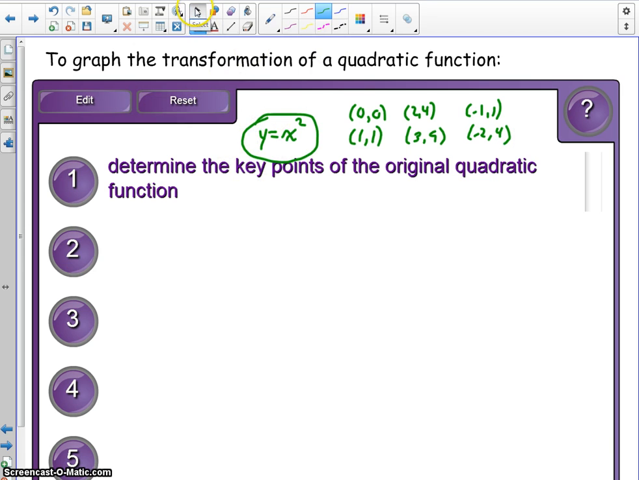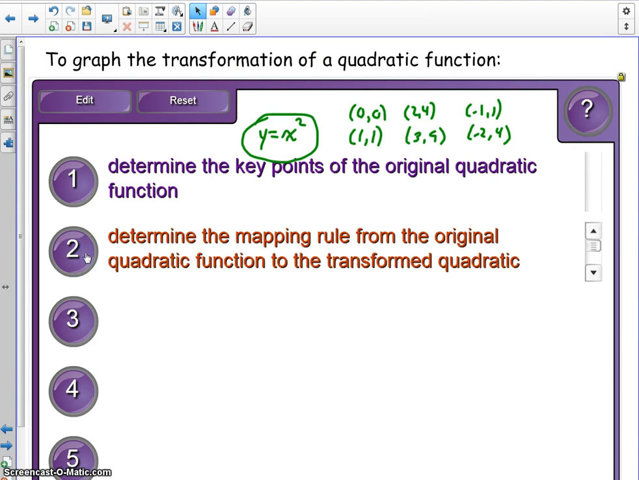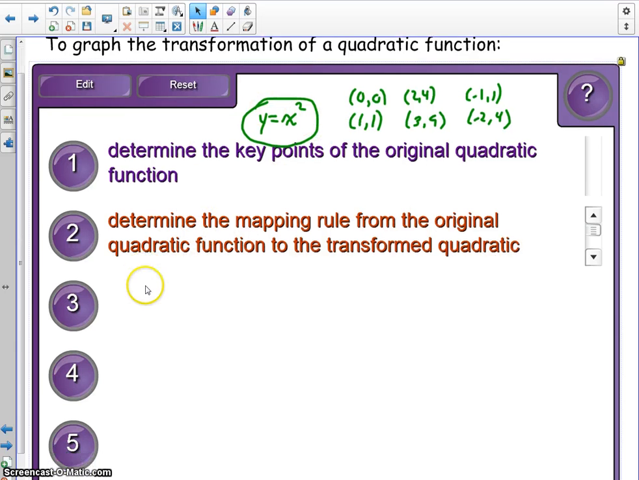Okay, and then you're going to have the equation of a new quadratic that you're trying to graph, right? So you're going to try and create a mapping rule that will go from the original quadratic to the transformed quadratic. Our original being y equals x squared, create the mapping rule that goes from there to our new equation, just like we've been doing so far today.